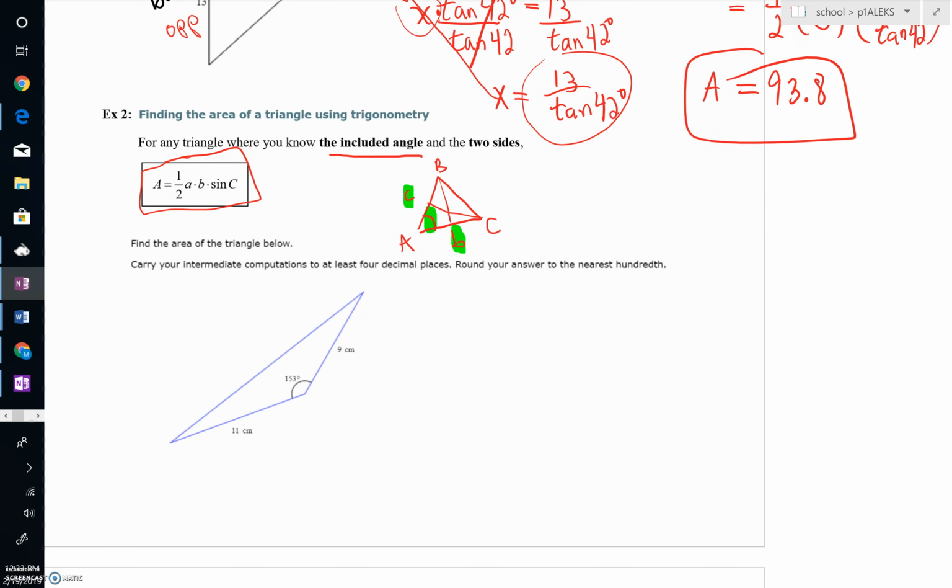So take a look at this right here. I've got my A is here, my B is over here. We could call this my C. As long as this angle is between those two sides, you're going to be able to work out this area very quickly. So I'm going to have 1/2 times 11 times 9 times the sine of 153 degrees.